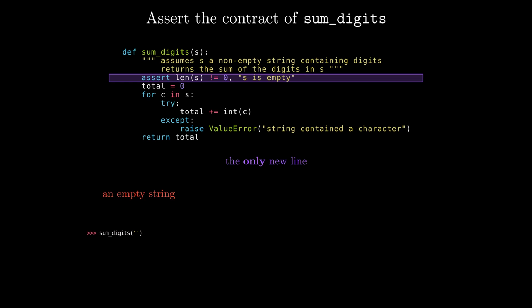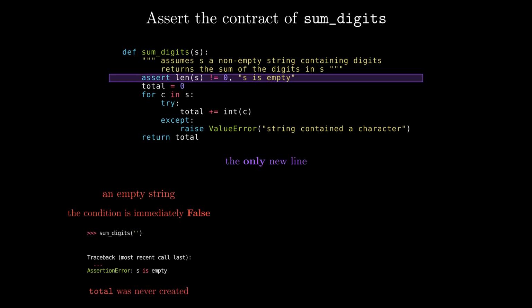Hand it an empty string and the condition is immediately false because the length equals 0. Python raises an assertion error with the message "S is empty," and the variable total is never even created because execution halted on that first line. Hand it a fine input, and the assert passes silently and the function runs as normal.